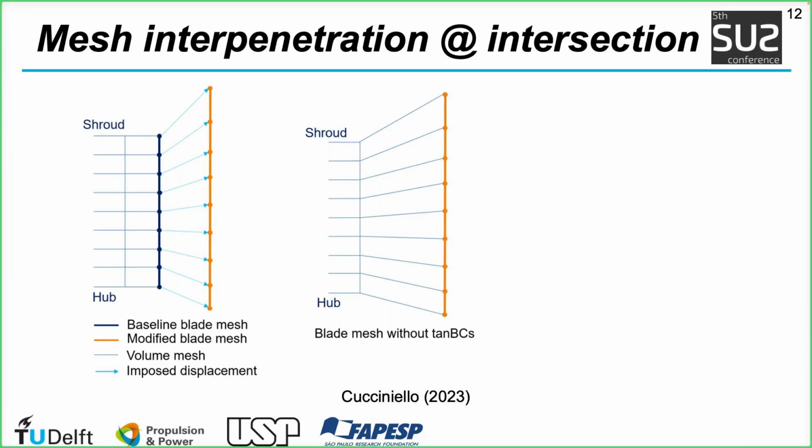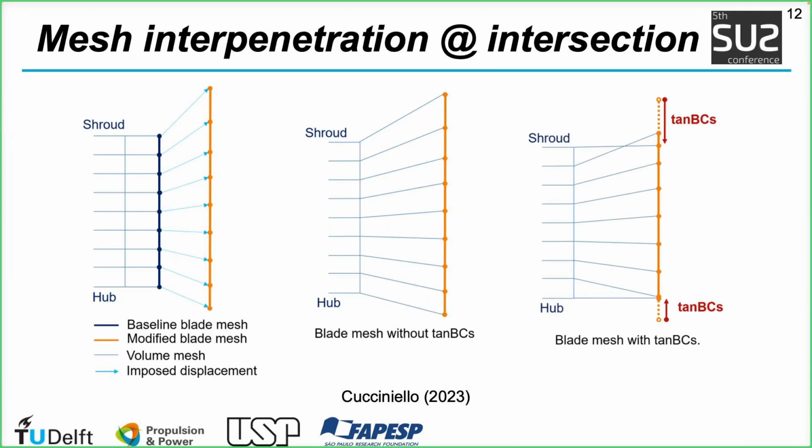So a quick fix to that would be to apply the so-called tangential boundary conditions. And what happens is that you can see that near the end walls, the quality of the mesh gets quite poor. And at some points, the mesh also twists and intersects itself. So this is the problem that we're trying to fix right now.